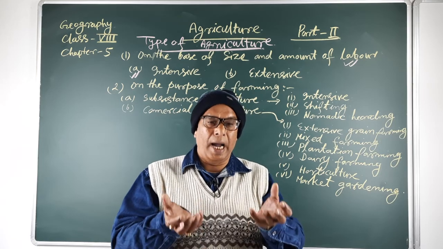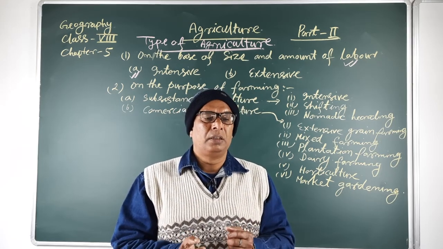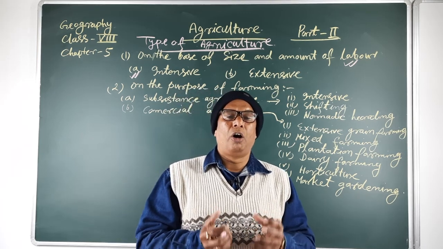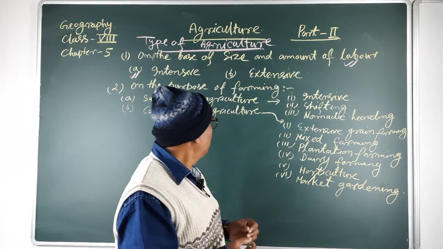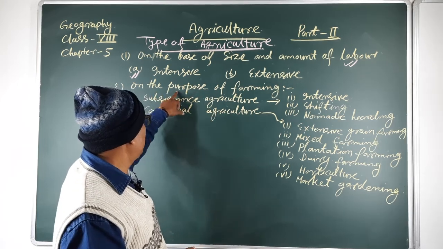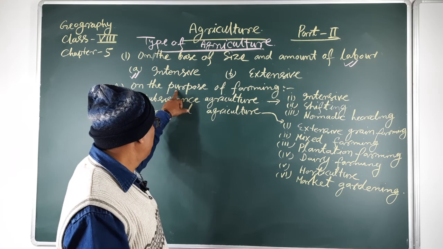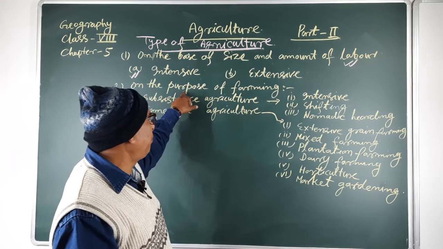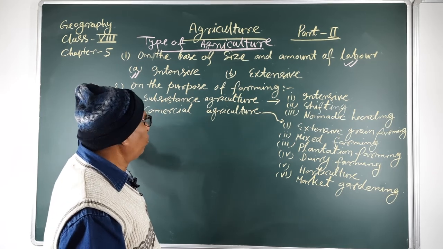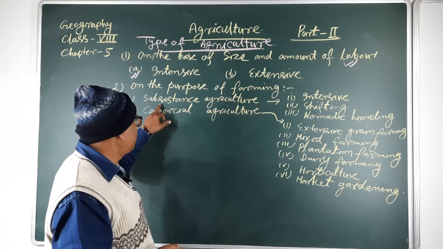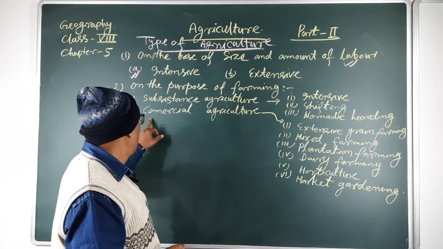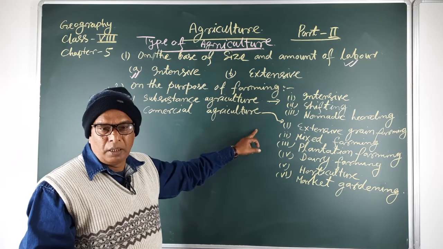Next is the classification on the purpose of farming, that is, farming for gaining high money and for survival of a lot of people. On the purpose of farming, there are mainly two types: subsistence agricultural farming and commercial agricultural farming.